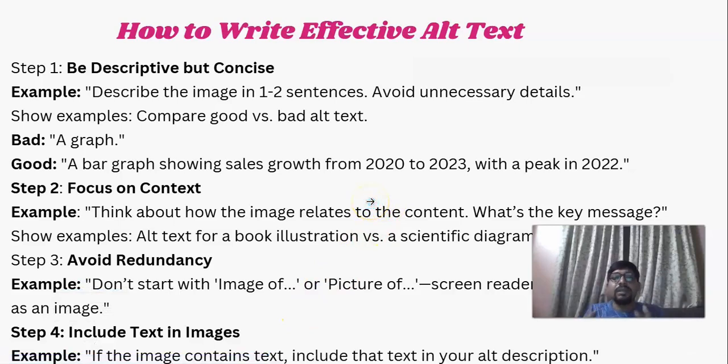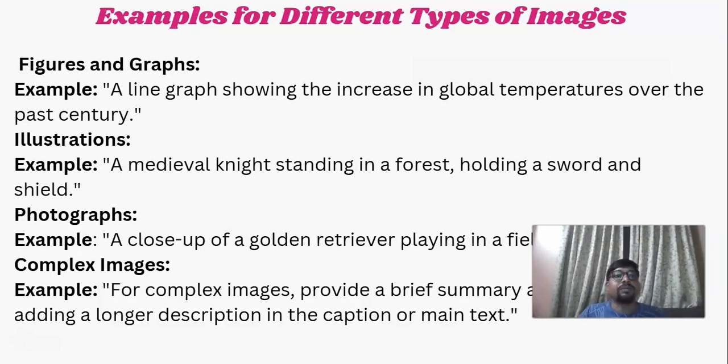Sometimes if your image has text, then it should be included in your alt text description. I'll show you an example. Suppose for a figure or graph, how can you write it? For a graph you can mention whether it is a line graph or a bar graph, for example, a line graph showing the increasing global temperature over the past century. So it is an increasing trend, and you understand it is an increasing trend of global temperature. It is clear what your graph is showing.